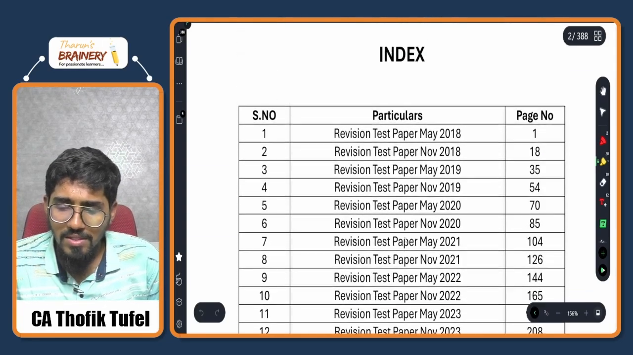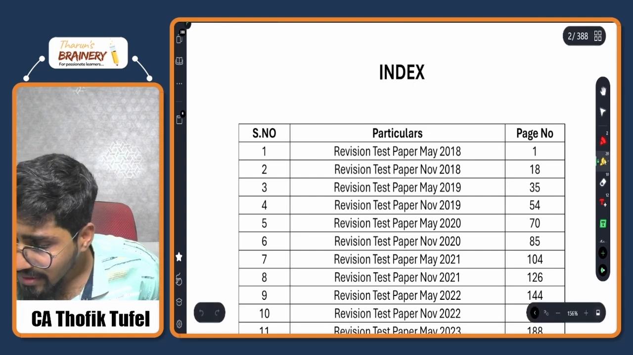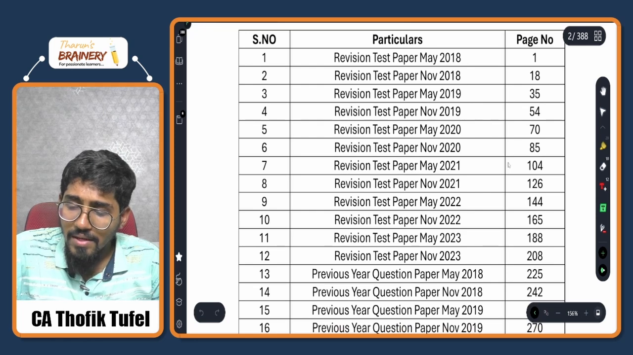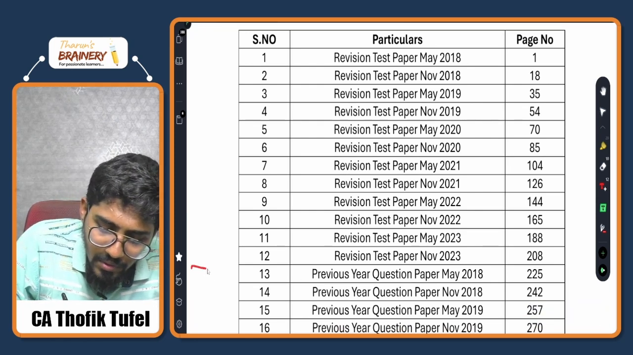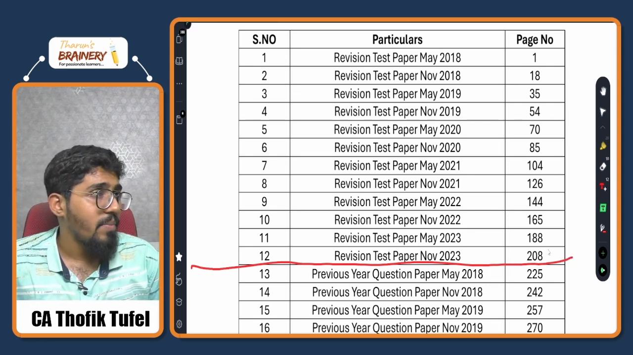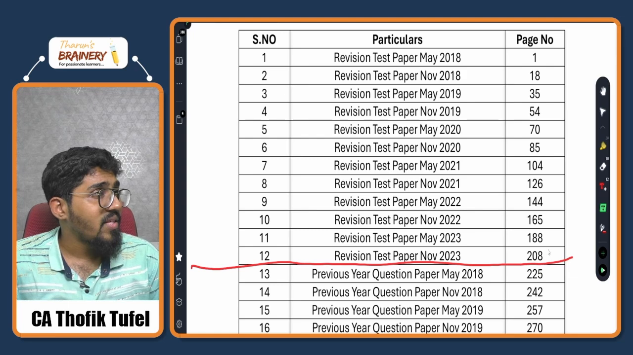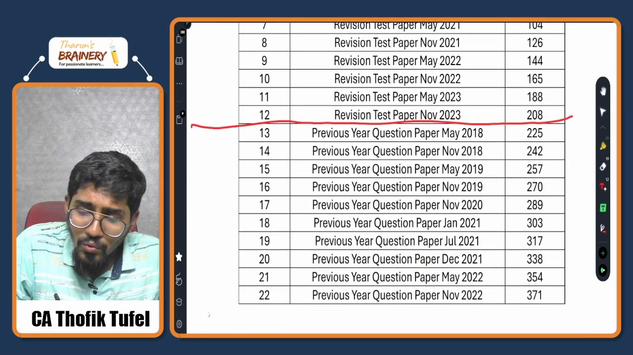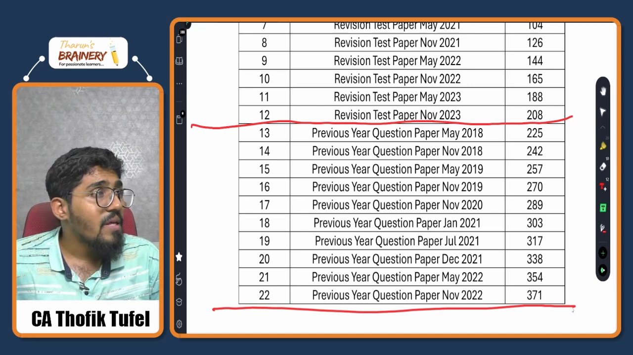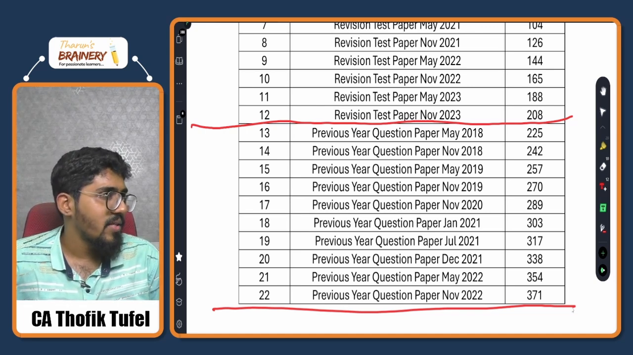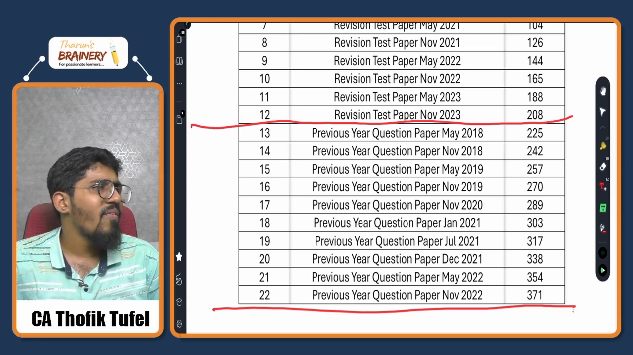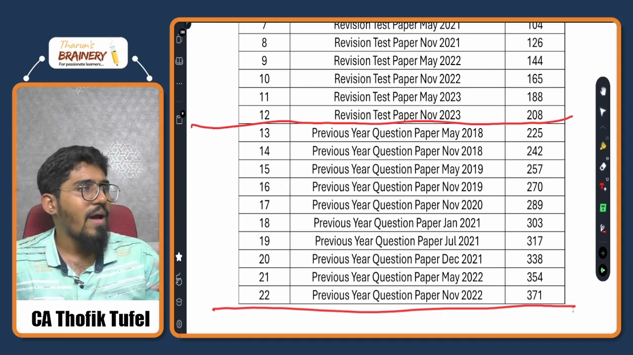In this book, you have all the past attempts from 2018 till November 2023, which means 208 pages are RTP, complete financial management RTP chapter wise. Then from 225 to 371, previous year question papers are there, and these are mixed questions. That is for your practice, that we are going to solve. We are going to solve a lot of questions in the classroom, but you have to be with me.